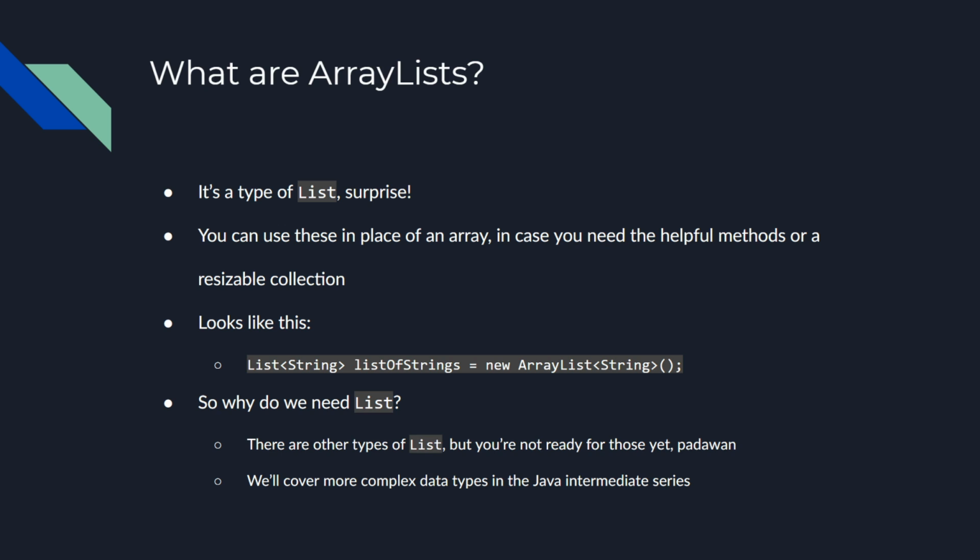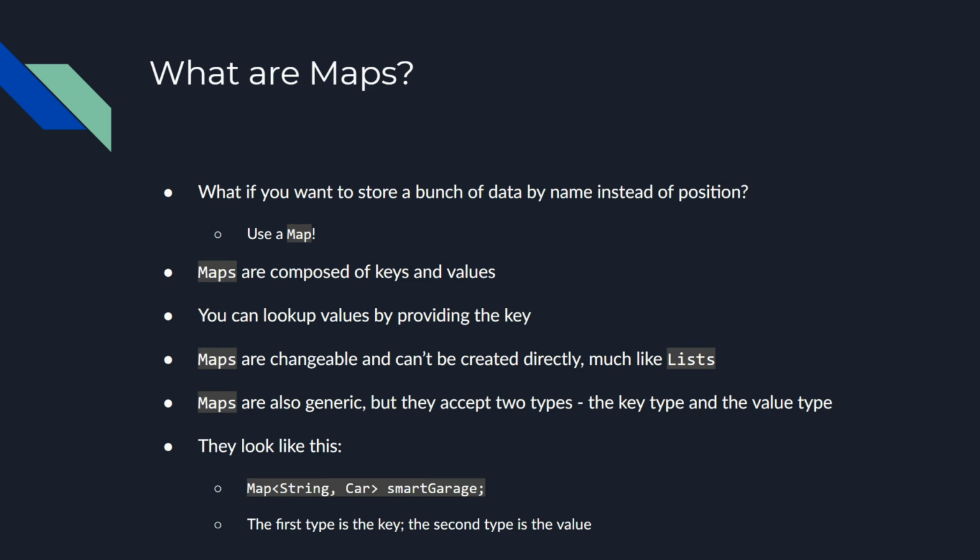Cool. So arrays and lists allow us to store many items of the same type in some order, right? 0, 1, 2, 3, 4. But what if I don't want to worry about the order and I just want to look them up by something like a name? Java lets you do that. There's another data type called a map, okay? And a map has keys and values. You can think of a key as kind of like a lookup.